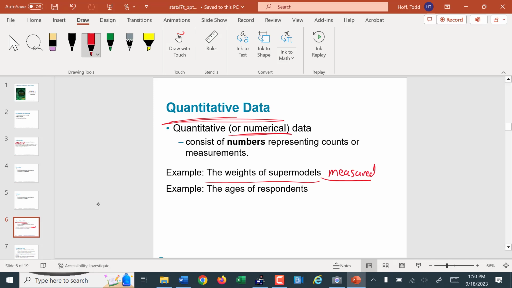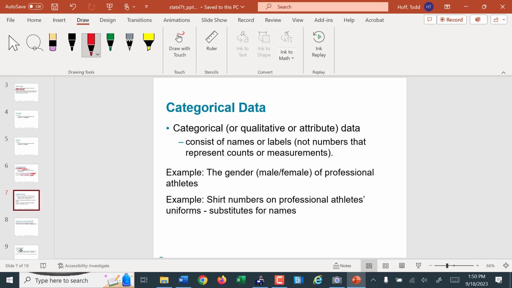So that is one type of numerical data, quantitative data. Second, the ages of respondents. That's not measured, that's counted. When you ask for age, what you're really asking is how many birthdays have you celebrated? You can count those birthdays. So that is another type of numerical variable.